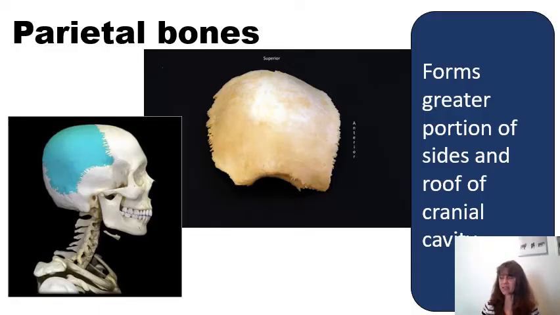Here we have the laterally located parietal bones, which form the greater portions of the sides and the roof of the cranial cavity.